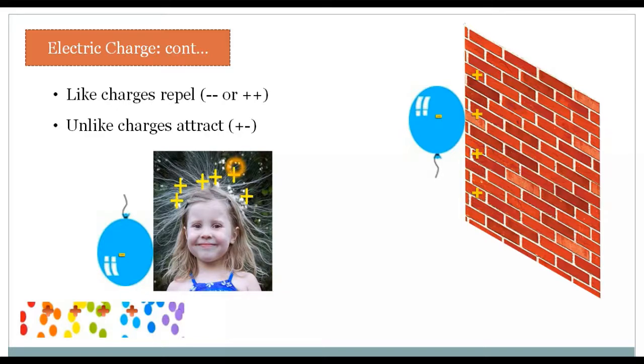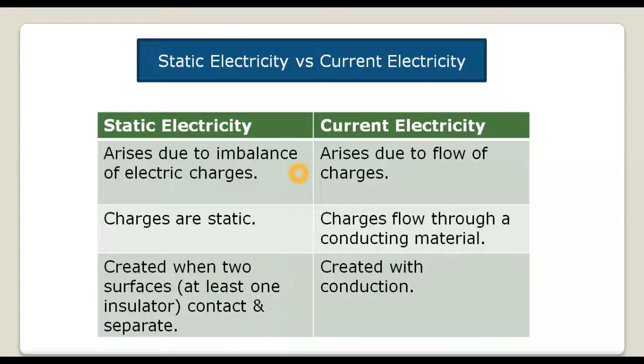Now, how exactly is static electricity different from current electricity? Because there are two types of electricity here: static electricity and current electricity. How are these two different? When the balloon gets electrically charged, we do not feel any current in the balloon. But when we touch a wire through which current is flowing, we actually feel an electric shock, right? So let's quickly look at the difference between static electricity and current electricity.